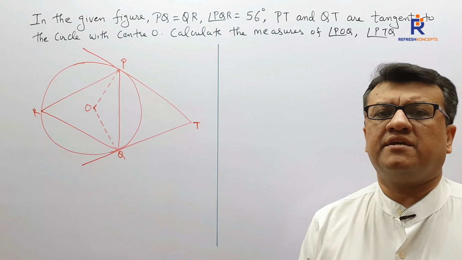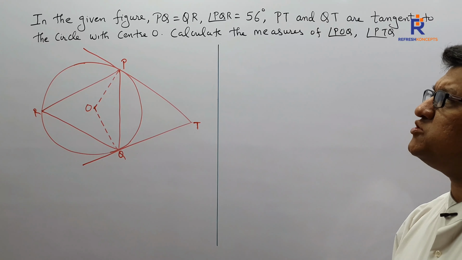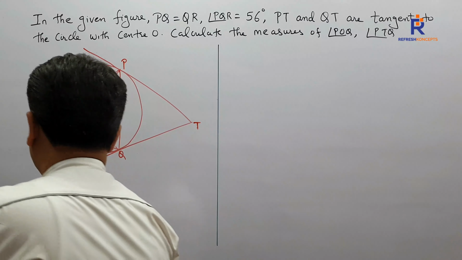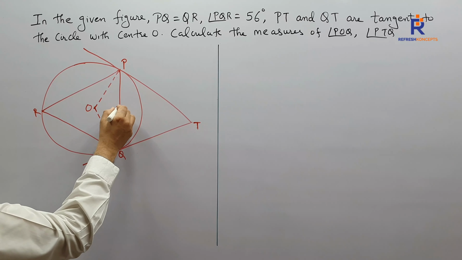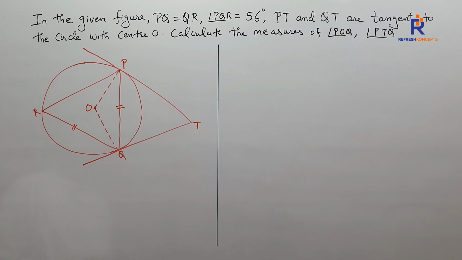Children, let's see the next sum, what this one is trying to say. In the given figure, PQ is equal to QR. Okay, so let's jot down PQ equals QR. What next? Measure of angle PQR is 56 degrees.